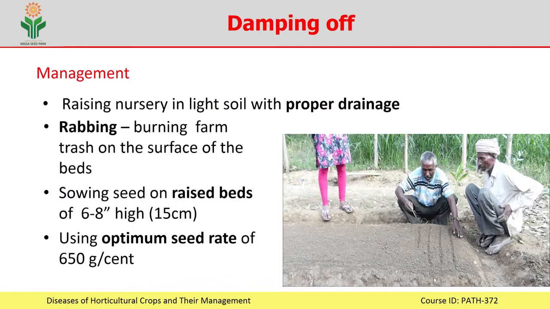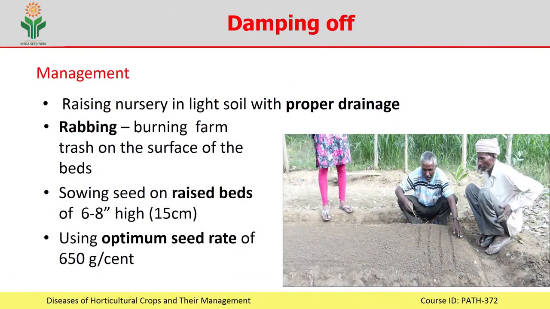So what do you mean by rabbing? Rabbing is nothing but burning the farm thrash on the surface of the beds. That is, whenever you burn the farm thrash on the surface of the beds, the inoculum of the pathogen that is present in the upper surface of the soil can be minimized. So this practice needs to be followed before sowing.